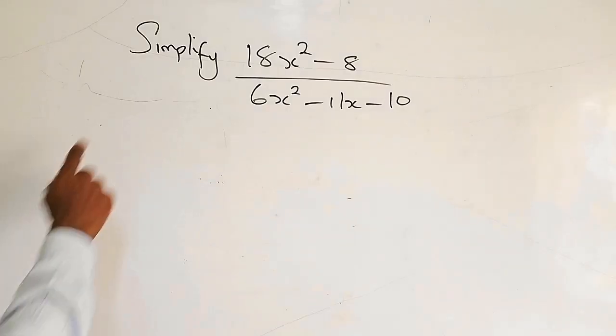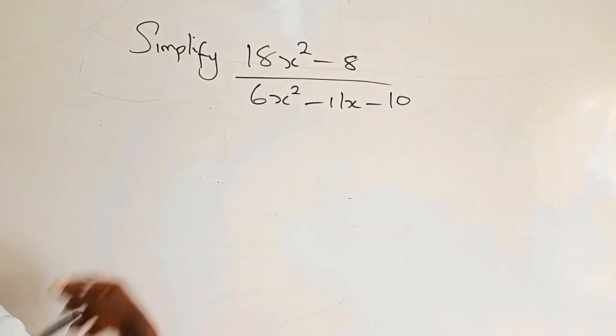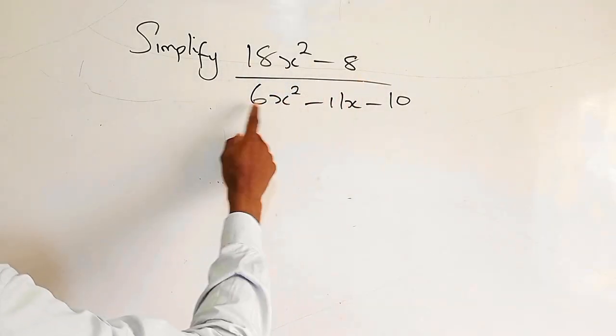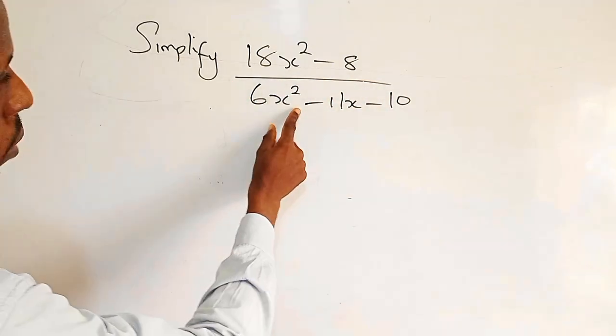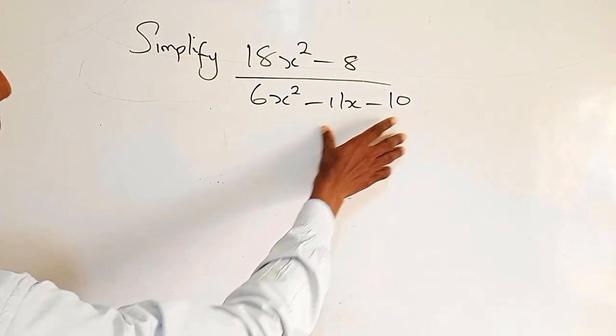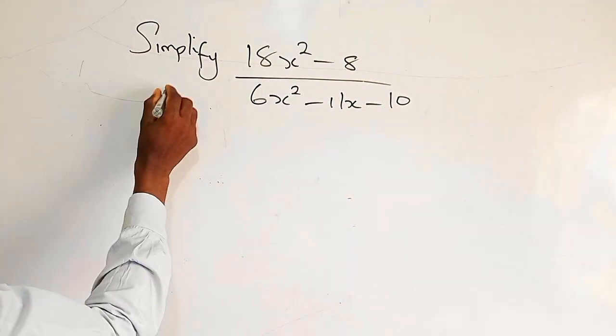Let's simplify. Okay, so we have 18x squared minus 8 divided by 6x squared minus 11x minus 10. So how do we do this? Solution.